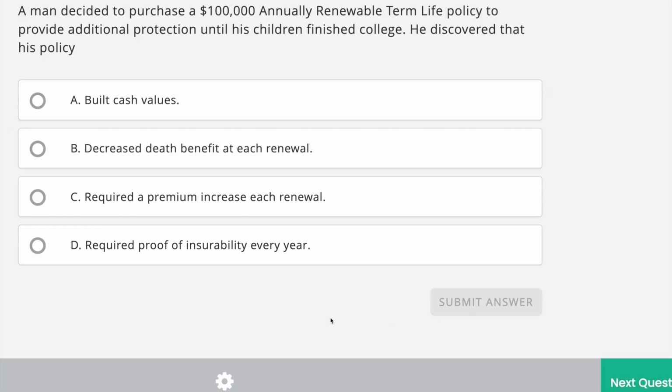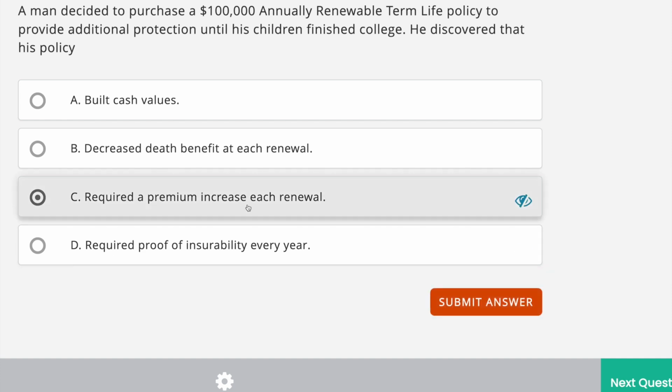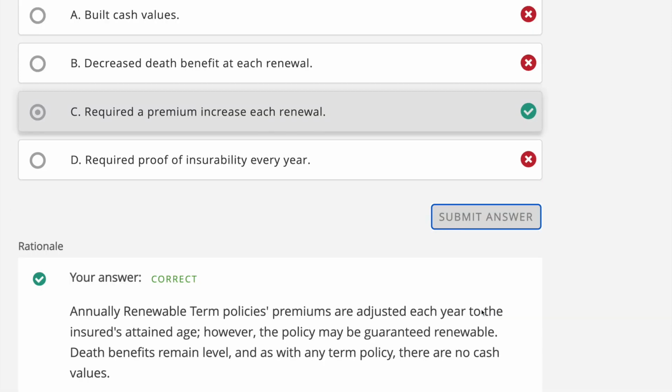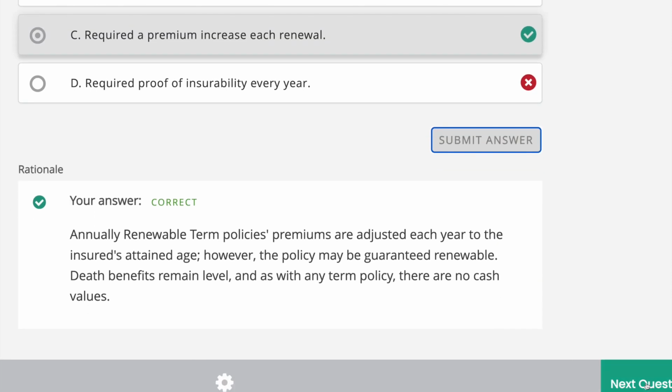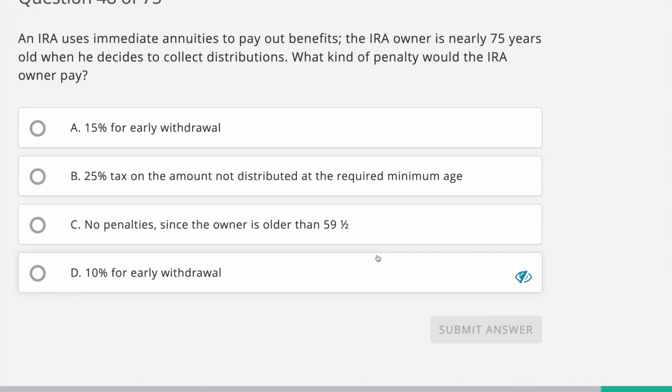Coverage ends sooner. A man decides to purchase a $100,000 annual renewable term policy to provide additional protection until his children finish college. He discovers that with annual renewable term, the cost requires a premium increase each renewal. Every year the premium increases because he's getting older. Okay, that's how it works. So read the rationale always. Okay, you guys that are studying, read the rationale. Always, always, always read the rationale.